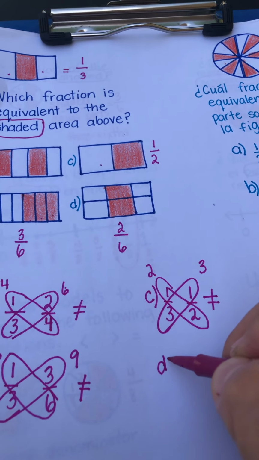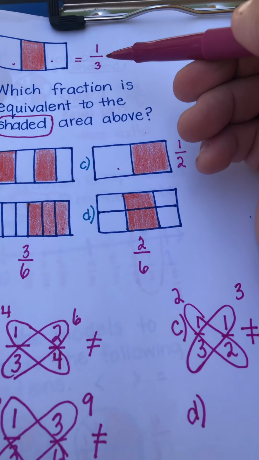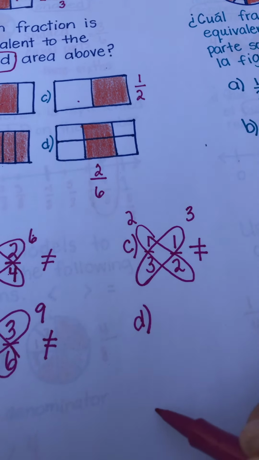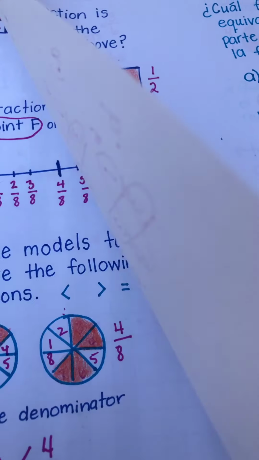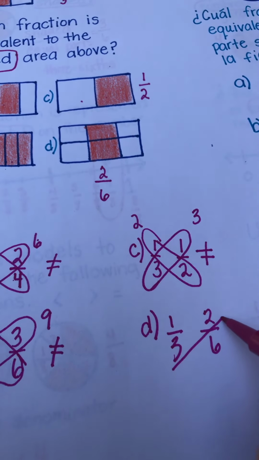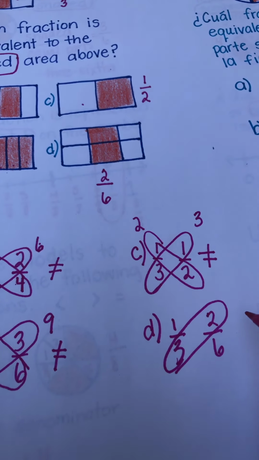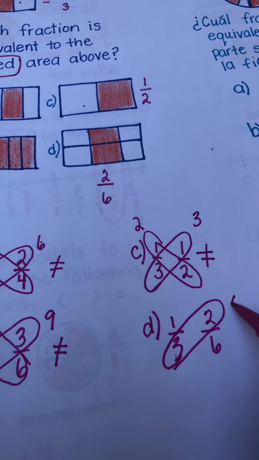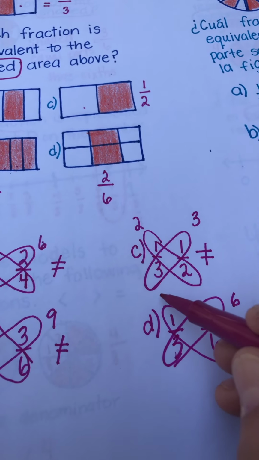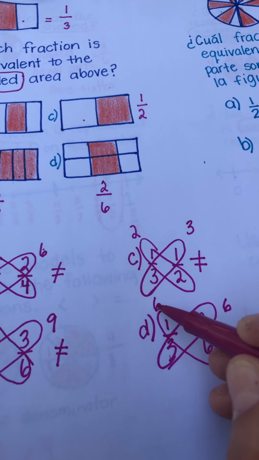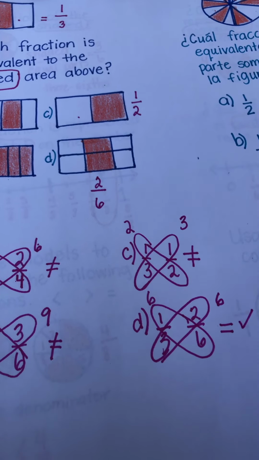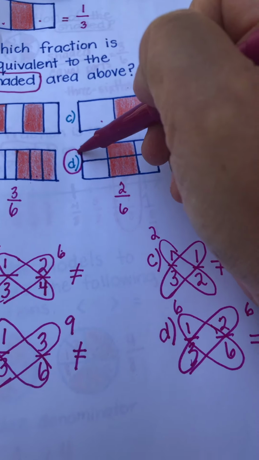So now hopefully on my last answer it does equal. But if it doesn't, then I need to go back and review. 1/3, and I'm comparing it to 2/6. I'm going to do the butterfly method. 3 times 2 is 6. 6 times 1 is 6. So is my 6 equal to 6? Yes, it is. So then this one is my answer choice. D is my answer choice.